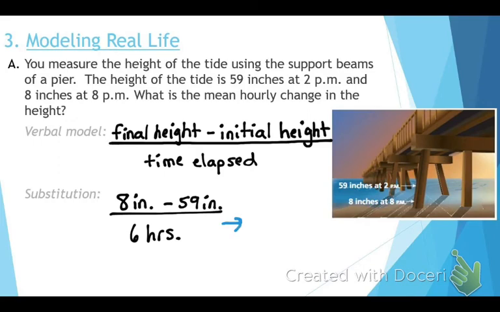Okay, so as I move it over here to the side, I've got negative 51 inches divided by 6 hours. Now, when it asks me up here, what is the mean hourly change in height? It does not want to know how much happened in 6 hours. It wants to know how much happened in 1 hour. Does anybody know how I would turn 6 into a 1? If I had to divide by a number, what number would I have to divide 6 by to get a 1? I have to divide it by itself, divided by 6. Now, if I'm dividing the bottom number by 6, I also have to divide the top number by 6.